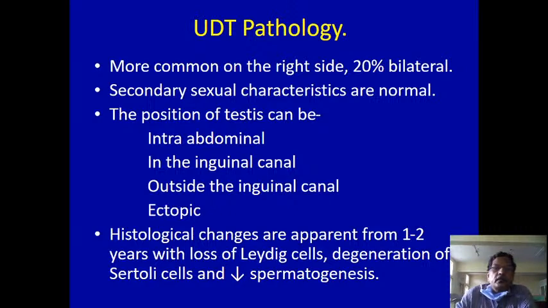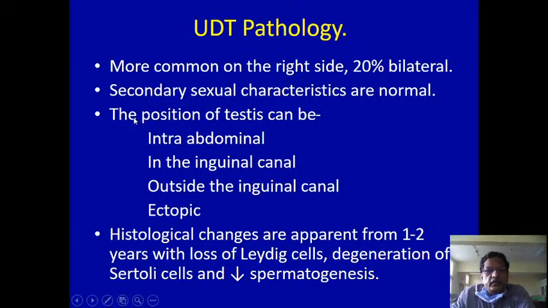Okay, so let's understand the actual pathology of undescended testis. It's more common on the right side. In 20% of cases, both the testes will be undescended. So 20% are bilateral and more common on the right side if it's unilateral. Undescended testis itself does not cause any abnormalities in the secondary sexual characteristics. So secondary sexual characteristics of the boy will be normal even in undescended testis.